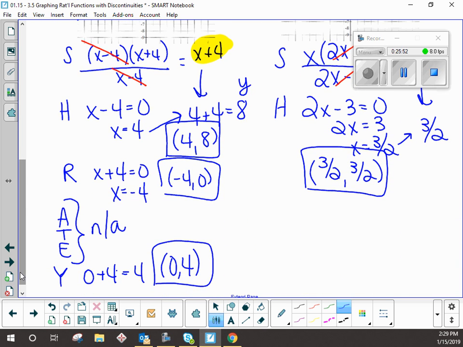What did you get for your root? 0, right? Because you're letting x equal 0. You're solving, but it's already done. So that point is 0, 0.